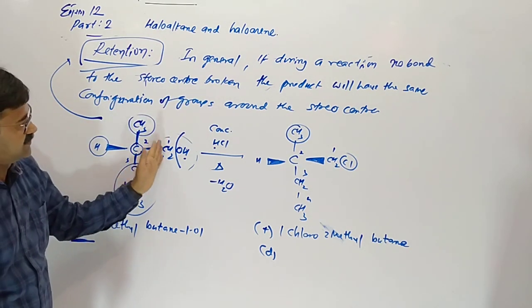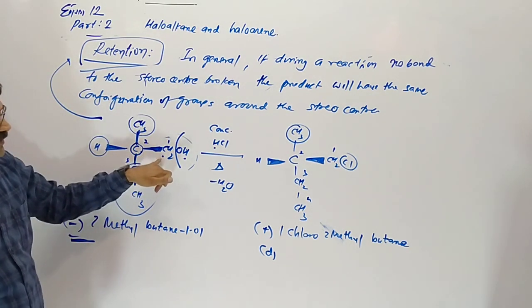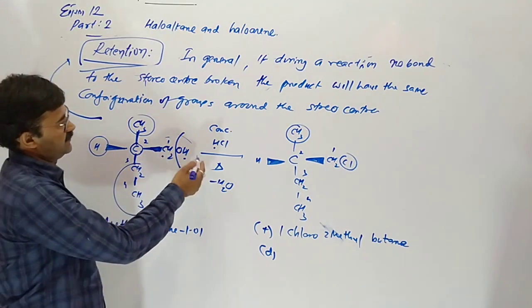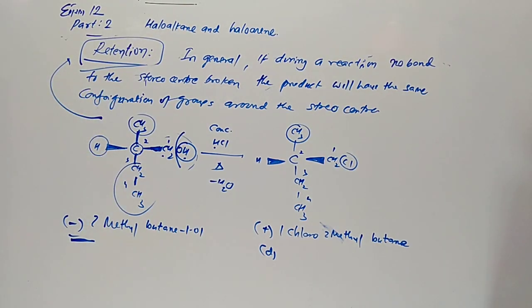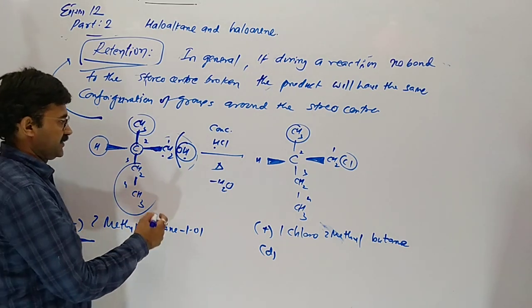The bond attached to the stereo center carbon does not break; the bond other than that breaks, so the configuration remains the same, which is retention. You can see here that the rotation of light will be changed. In this case the rotation of the light changes from dextro to levo. Why? Because the compound has changed.